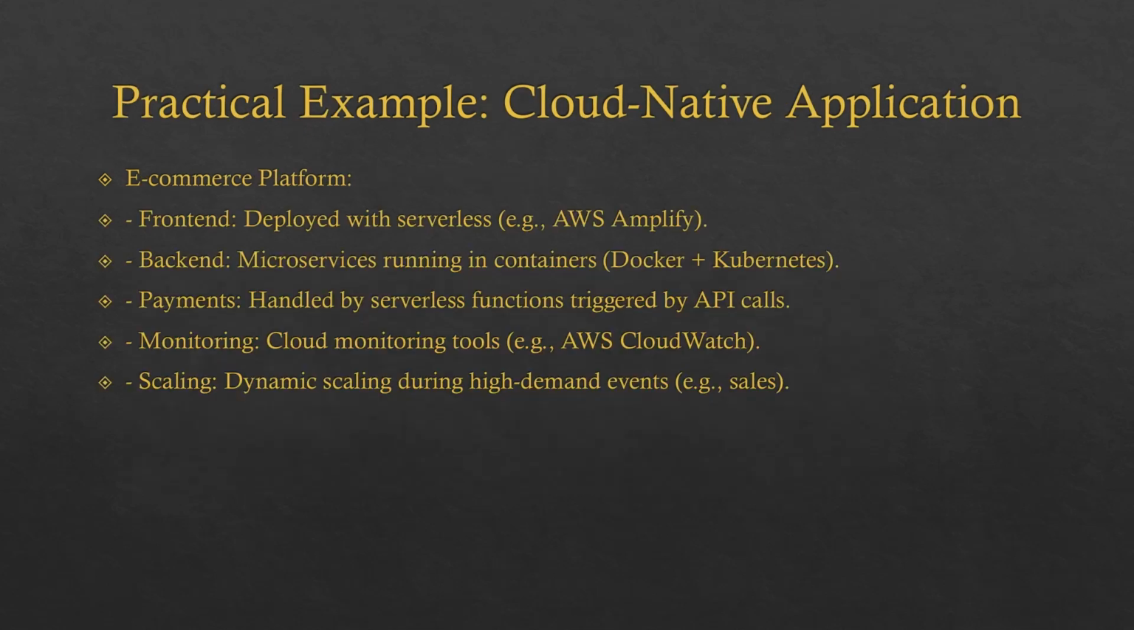Let's take an example of a cloud native application, an e-commerce platform. The front end could be deployed using serverless technologies like AWS Amplify, while the backend runs in containers with Docker and Kubernetes. Payment processing can be handled by serverless functions triggered by API calls, and scaling can happen dynamically during peak traffic, like during a sales event.